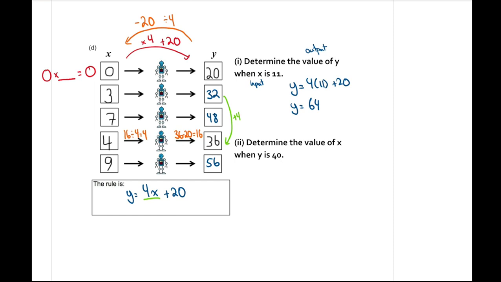For number 2, here, determine the value of x when y is 40, or basically determine the input when the output is 40. Again, we're only going to focus primarily on using the pattern in reverse. So in reverse, 40 minus 20, right? That's the first thing we're going to do in our pattern. 40 minus 20 is 20. Then the next thing we're going to do is divide by 4. Again, the opposite of multiply by 4. And we get 5. So therefore, our input, or x, is equal to 5.